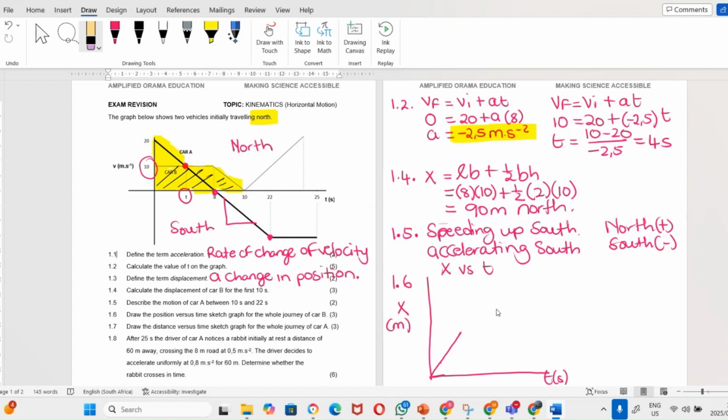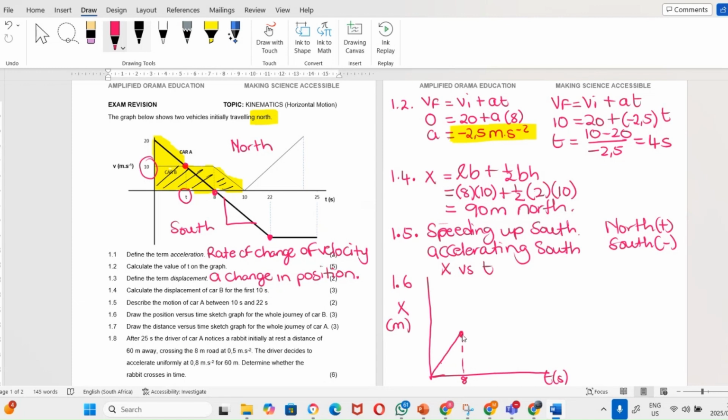Constant velocity is represented by that line, which shows that there is a constant increase of displacement as the object is moving at that constant velocity. Then the object slows down. So to represent that the object is slowing down after those 8 seconds, that is car B.